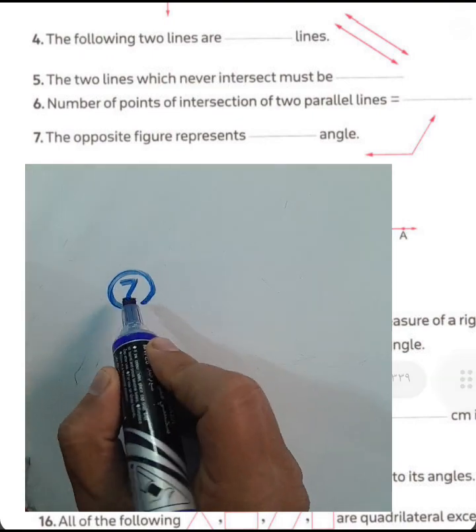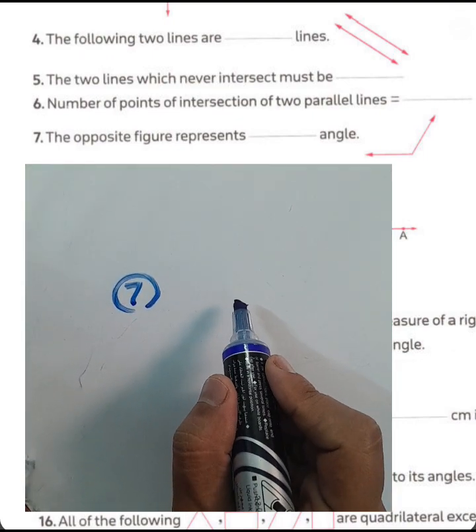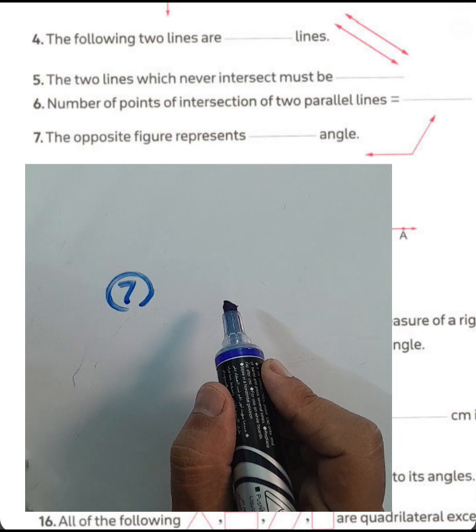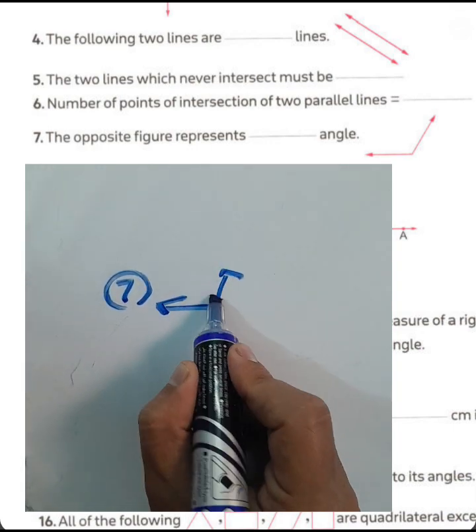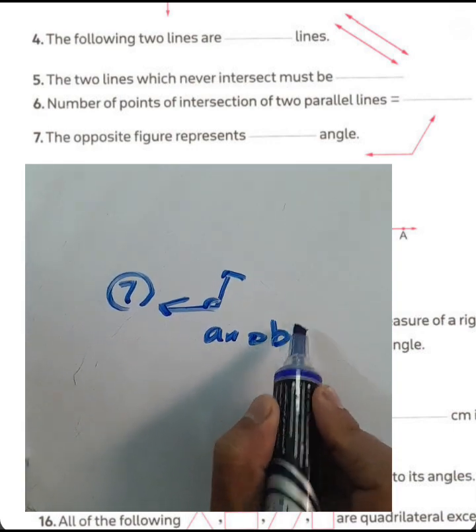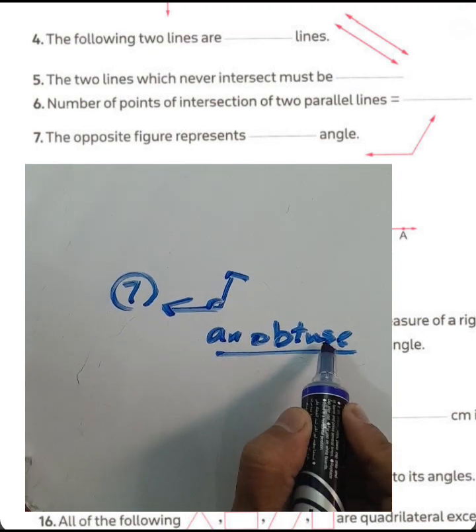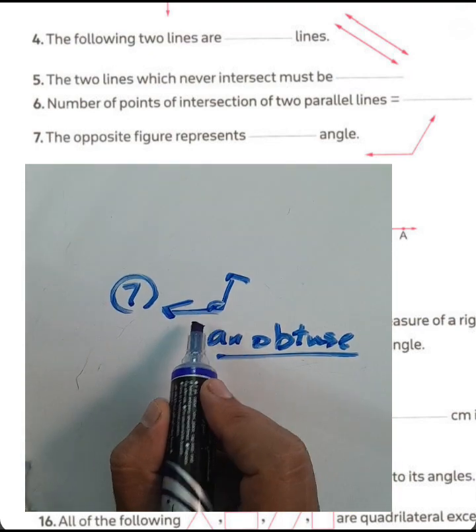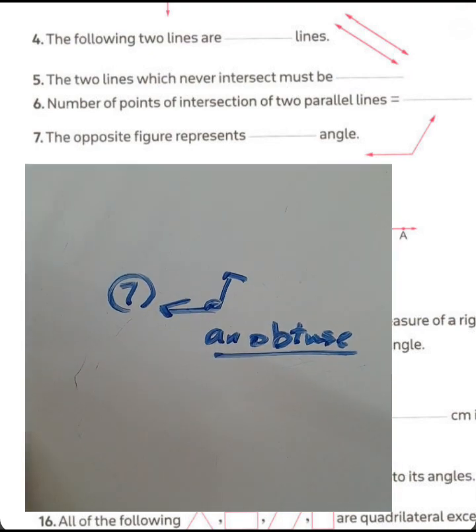Question 7. The opposite figure represents an obtuse angle. I call it an obtuse angle, because the measure of this angle is greater than 90 degrees and less than 180 degrees. We call it an obtuse angle.